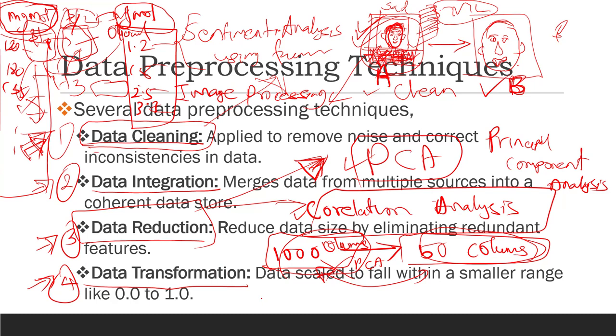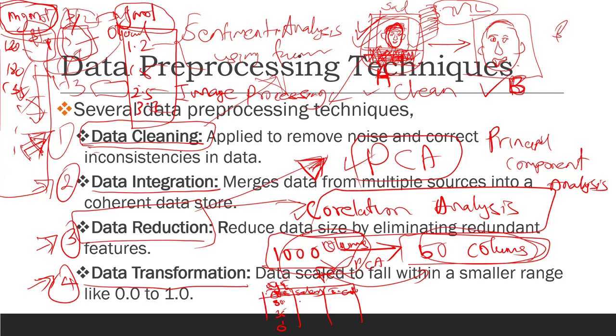Data transformation: let's say we have two parameters, years of experience and salary. Based on that, we can say employee category: senior, middle level, junior. They are categorized based on their years of experience, how many years they have experience. Years of experience may be from 0 or 1 year up to 35 or 40 years, up to their age.